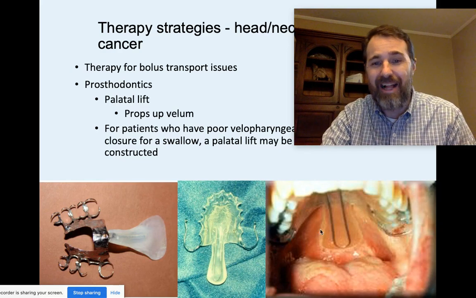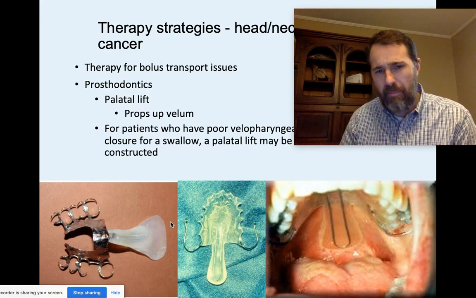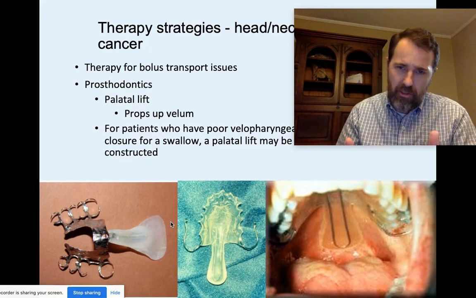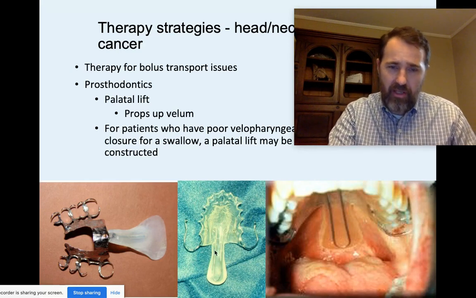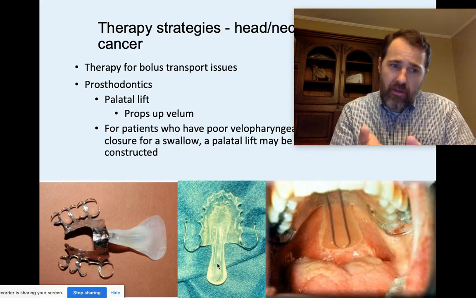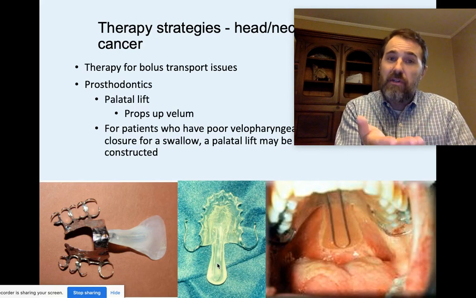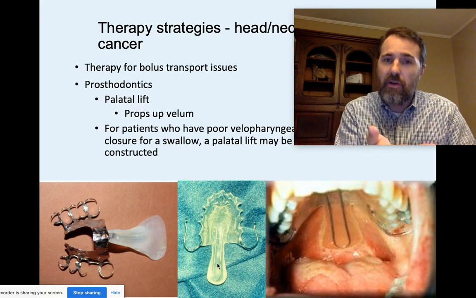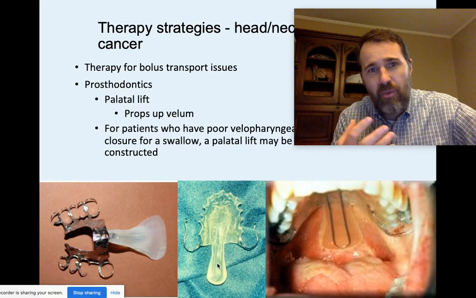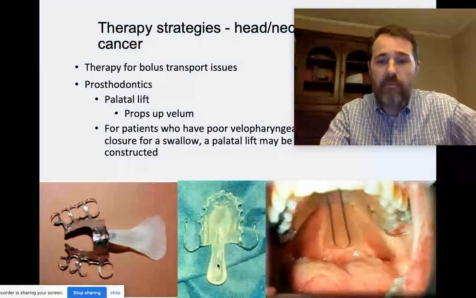And here's some palatal lifts. The palatal lift is essentially, as you can see, an extension that goes back under the soft palate, and it functions to help the soft palate approximate the posterior pharyngeal wall. So you would use the palatal lift in the case of velopharyngeal weakness, perhaps.